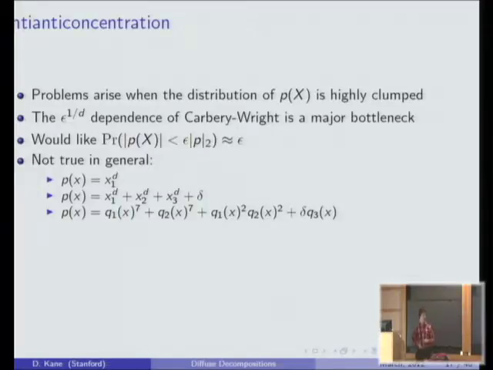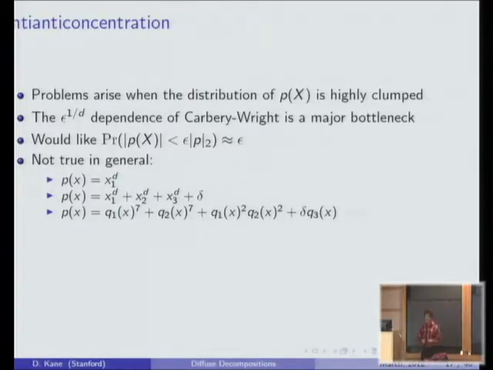About the worst case that you can take is, say, x1 to the d, because then, as long as x1 is less than epsilon, x1 to the d is less than epsilon to the d. But you can have other sorts of problems. You could take x1 to the d plus x2 to the d plus x3 to the d plus, say, a small error delta. Then as long as x1, x2, and x3 are all of size epsilon, this thing is of size epsilon to the d or delta, whichever one's smaller.